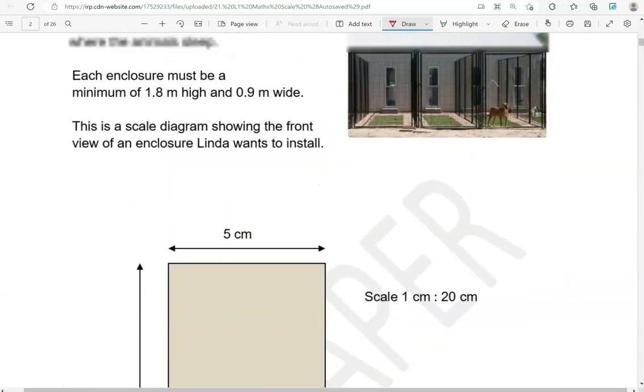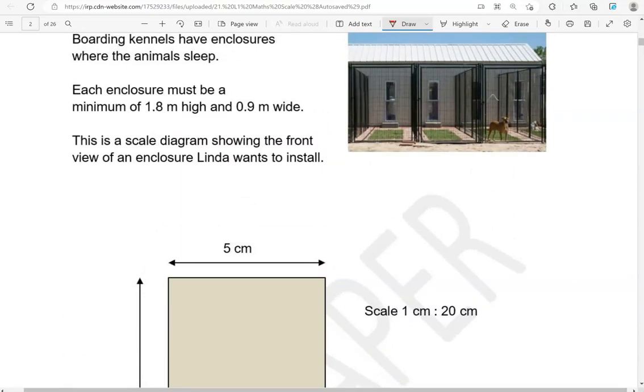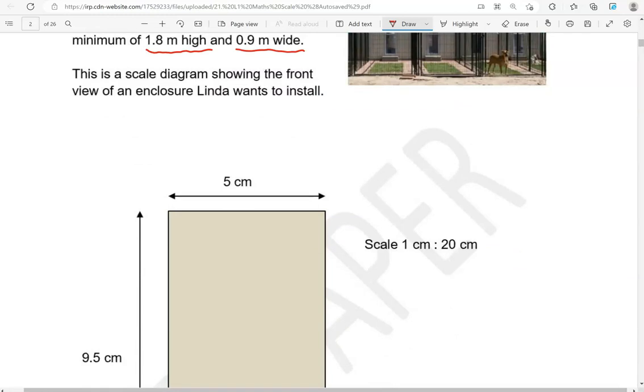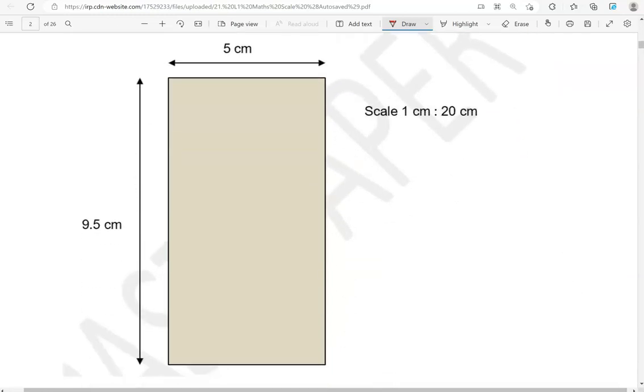Okay, so we're told that it must be 1.8 meters high and 0.9 meters wide. We've got the scale diagram, and it says scale 1 centimeter to 20 centimeters. So 1 centimeter on the diagram is 20 centimeters on the ground, or in reality. So 5 centimeters, what is that in reality? How do we get from 1 to 5? By multiplying by 5. 1 times 5 gives us 5. So we'll do the same here.